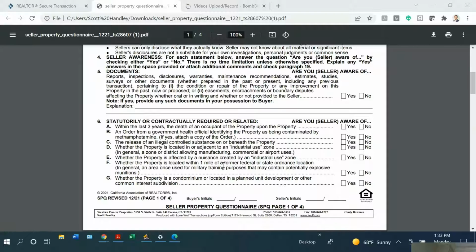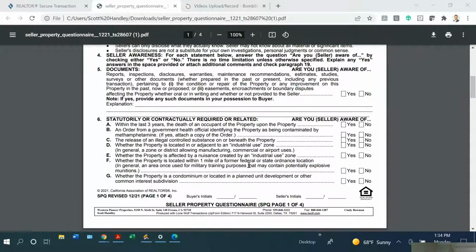So we're going to 6F, whether the property is located within 1 mile of a former federal or state ordnance location. In general, an area once used for military training purposes that may contain potentially explosive munitions. Yes or no? It's pretty uncommon. Typically, we do see no on that. 6G, whether the property is a condominium or located in a planned unit development or other common interest subdivision. So obviously, if it's a PUD, if it's a condo, we check yes here.